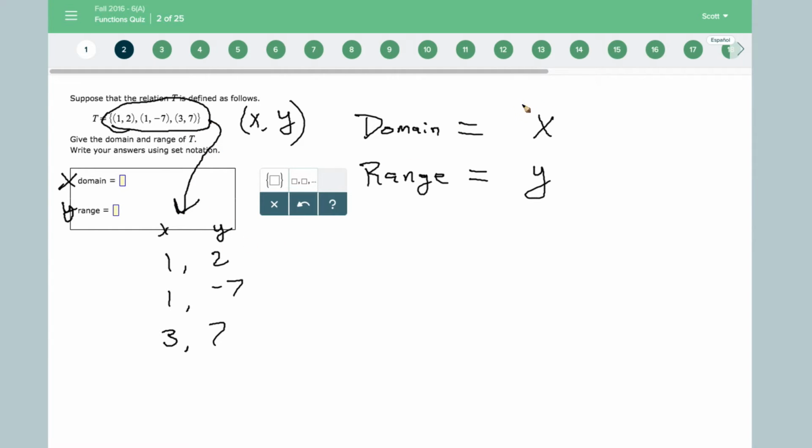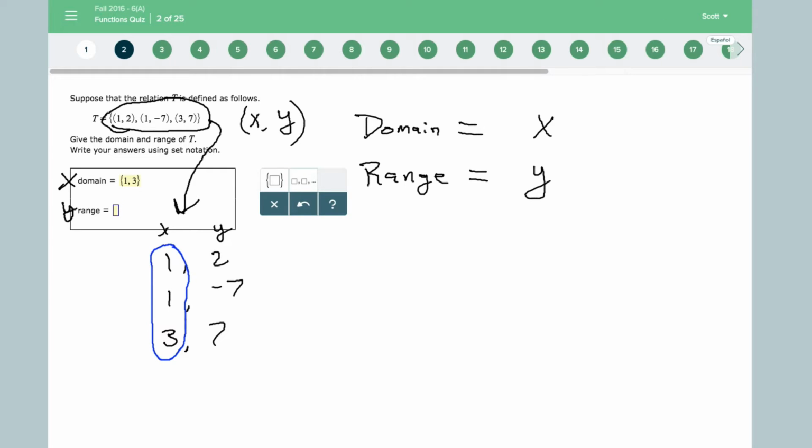The reason why I did that is because now I can see what all my x's are. They're 1, 1, and 3. Now you don't have to relist the domain twice if it's there, so I'm just going to put 1 and a 3. Always put it inside brackets, 1, comma, 3, just like that.